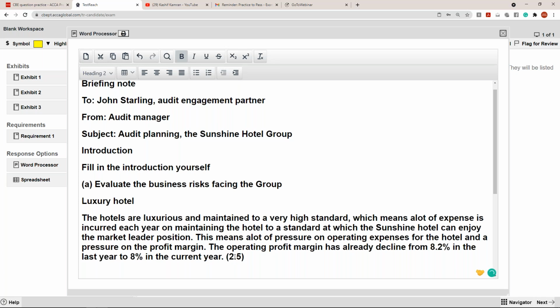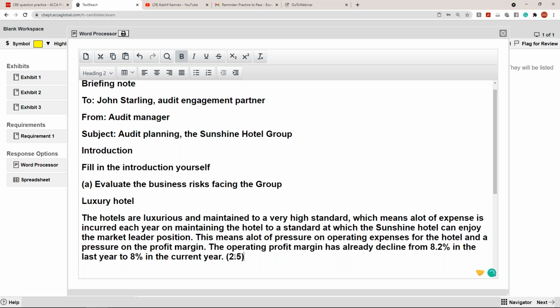When you are writing a point, first of all, the point should come from the case study. It was a luxurious hotel. A luxurious hotel means a lot of expenses need to be incurred to maintain the standard and to be in a market leader position. Now, every time the management incurs expenses on refurbishment and repair and maintenance expenditure to keep the Sunshine Hotel as a good brand of hotel, the pressure will come on your expenses and the pressure will come on your profit margins. And the profit margin, which was very low, 8.2%, has already gone further low to 8% in the current year. Is everyone clear on this point and the development of the point?